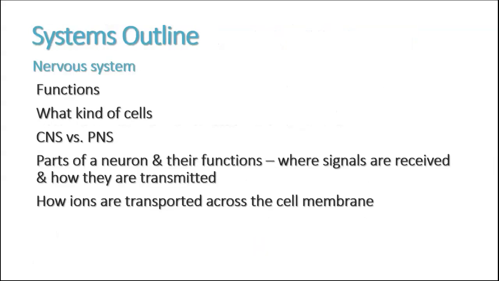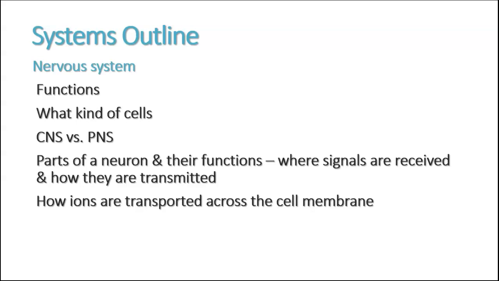So, nervous system. You need to know the functions of the nervous system: to receive signals, and to interpret them, and to determine what the output or the response is going to be. The kinds of cells that are found, which are neurons, okay? You need to understand the difference between the central nervous system and the peripheral nervous system. Remember, the central nervous system is the brain and spinal cord. The peripheral nervous system is all the other nerves.